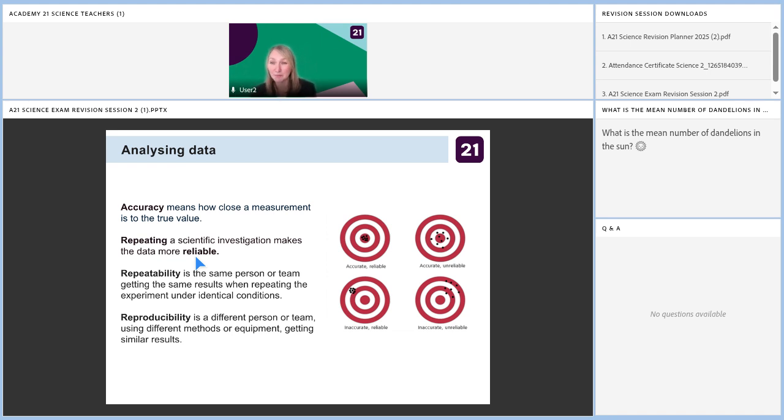This is a really popular thing to come up if you're asked to suggest how you could improve an experiment. The top answer is often just do it again or do it more times so that we can take an average. It's a really good answer to put. That's going to make your experiment more reliable because you're not just relying on one set of data that could have had a random error in there as well.